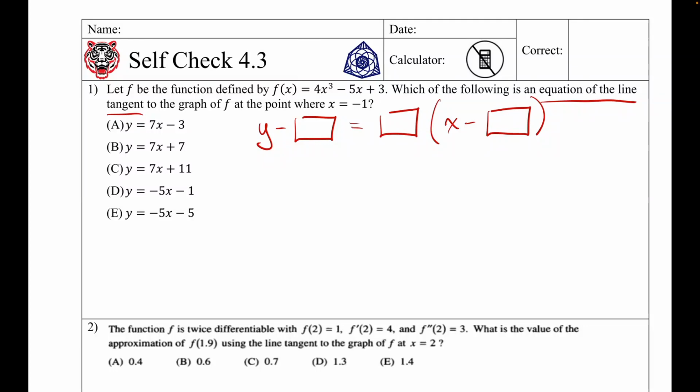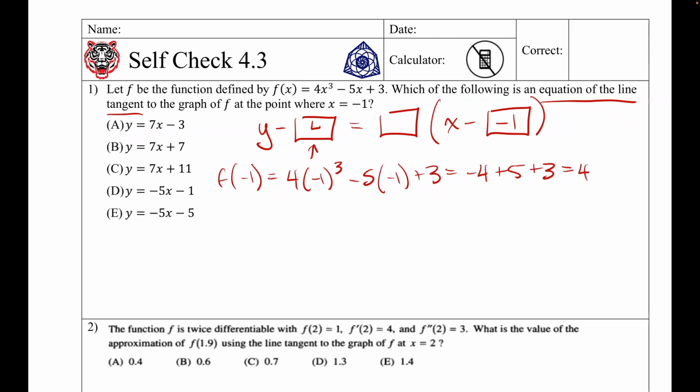It already gives us our x coordinate of -1, so we're going to plug in -1. We need to find the y coordinate, which means we plug -1 into the equation up here. That's f of -1, which is 4 times (-1) to the power of 3 minus 5 times -1 plus 3, which equals -4 plus 5 plus 3, which is 4. So the y coordinate here is 4.